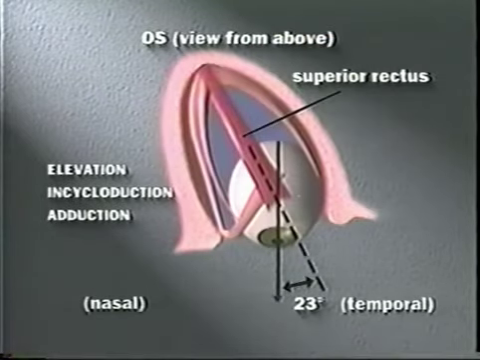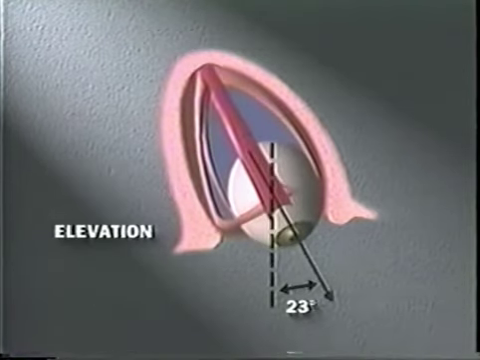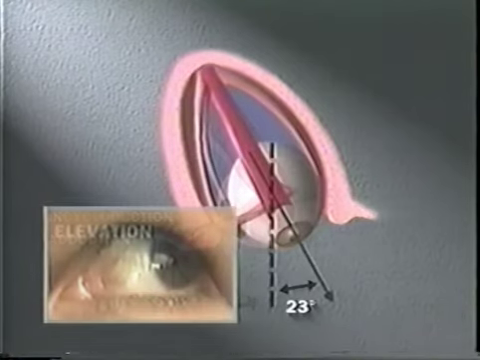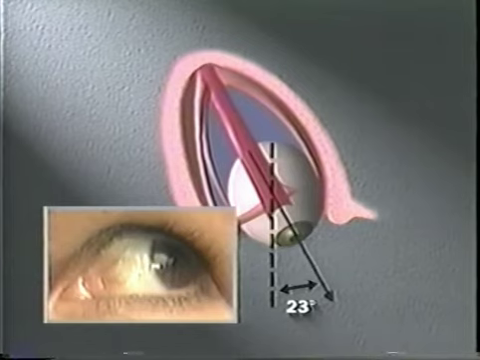As the eye looks straight ahead, that is, in primary position, the actions of the superior rectus muscle are elevation, incycloduction, and adduction. When the eye is in abduction, this muscle is almost exclusively an elevator. However, it has more torsional movement in adduction. Since it is easier to observe vertical movements than torsional, it is better to test the function of the superior rectus in abduction rather than adduction.